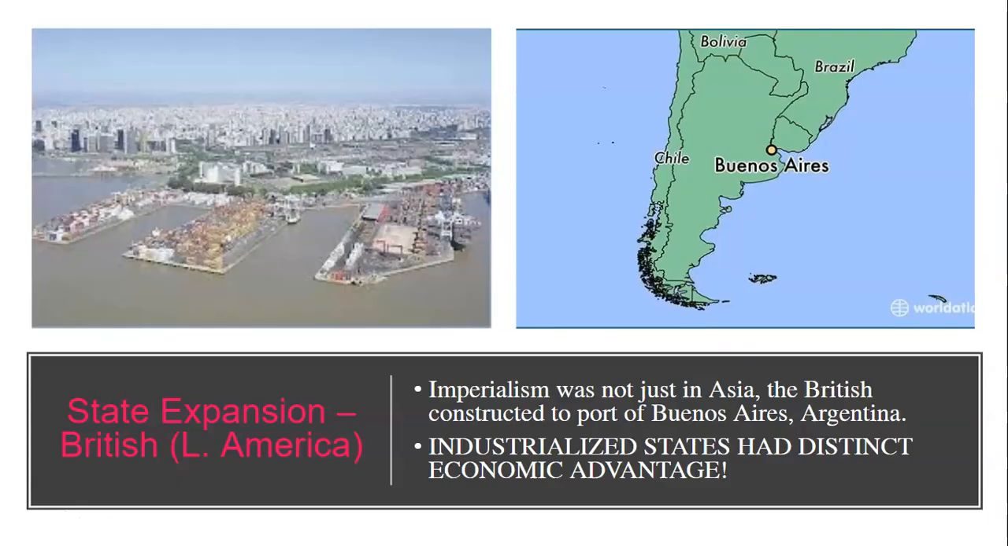All right, here we go. Imperialism, like I said earlier, not just in Asia. The British are going to construct a port at Buenos Aires in Argentina. The industrial states had a distinct economic advantage, so they can go to these countries and say, okay, we're going to put a port here, we're going to put a port here. Our technologies are better than yours. Watch us take over and take you out. So keep that in mind. It wasn't just that they could just show up, they showed up with guns ablazing. The people that were there were not prepared for it.